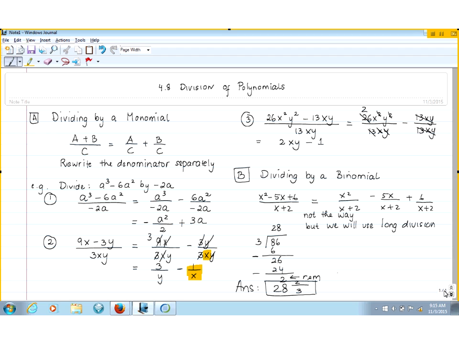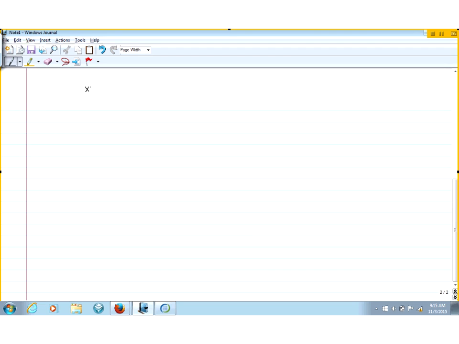Maybe I should use a different page, right? What do you think? Okay. So x squared minus 5x plus 6 divided by, is it x minus 2 or x plus 2? So x plus 2. Okay.